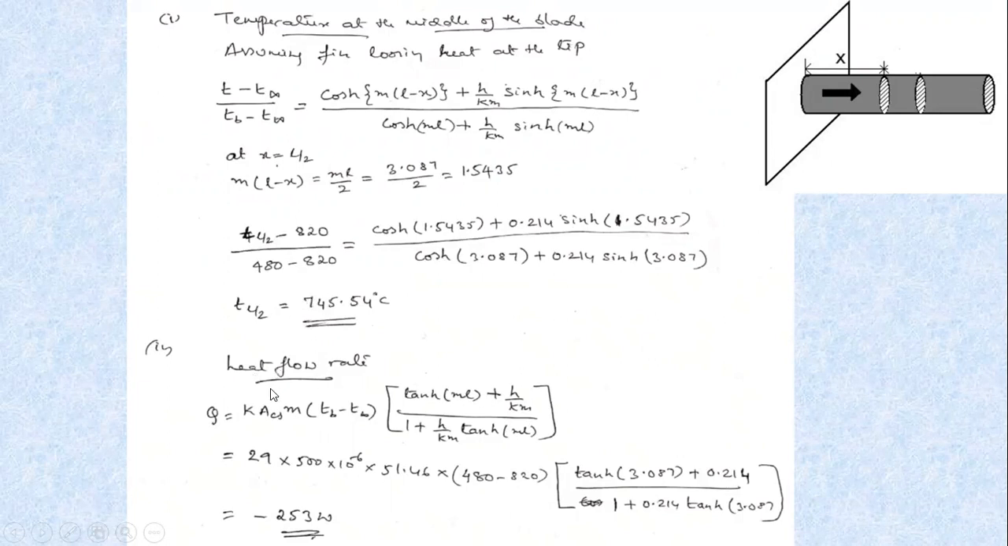Then we need to find the heat flow. So Q equals, this is the expression for the short fin losing heat at the tip: k A_cs m into (T_b minus T infinity) multiplied by tanh(mL) plus h by km, divided by 1 plus h by km tanh(mL). Now substitute the values. Finally, we get the value of Q negative. Why is the value of Q negative? Here the heat is transferring from the atmosphere to the fin. That's why we get a negative value.